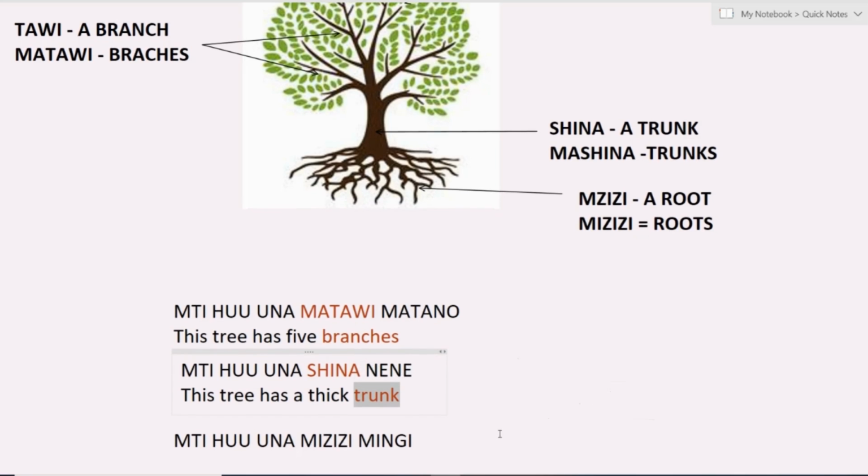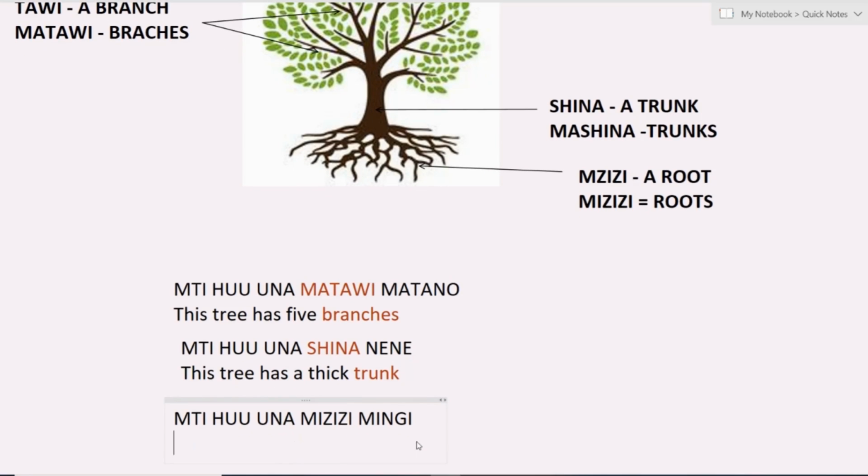And the last example is mti huu una mizizi mingi. It means this tree has a lot of roots. Mizizi means roots. Mti huu una mizizi mingi. This tree has a lot of roots.